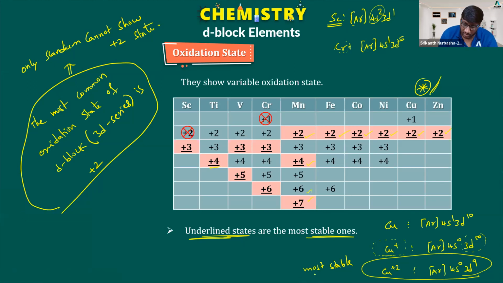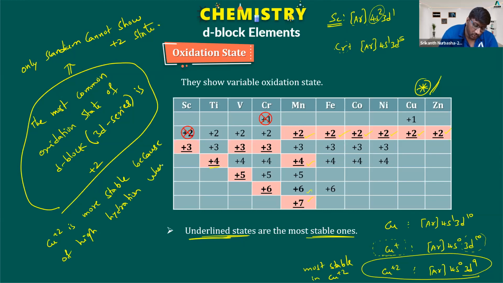Copper is most stable in Cu plus 2. Why? Because the Cu plus 2 electronic configuration is one factor. And the other factor is that Cu plus 2 is surrounded by H2O molecules, which corresponds to hydration enthalpy. The hydration enthalpy also matters. So it has a greater hydration enthalpy. Cu plus 2 is more stable because of high hydration when compared to Cu plus.